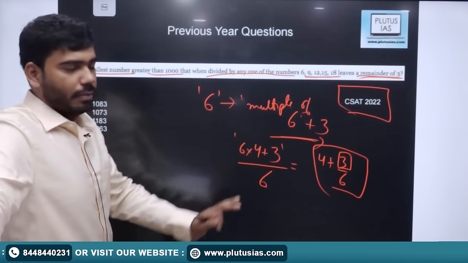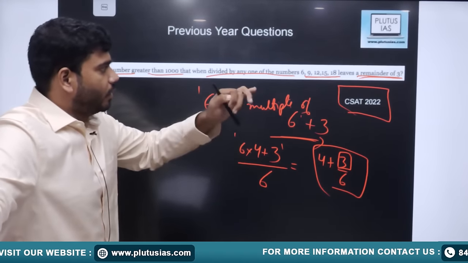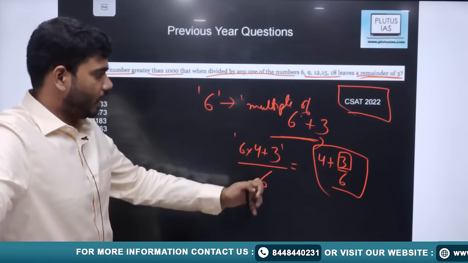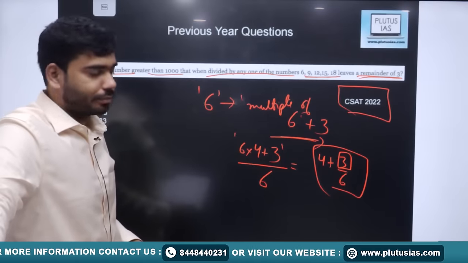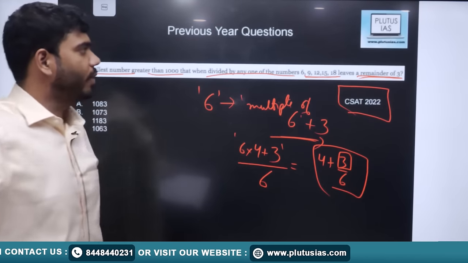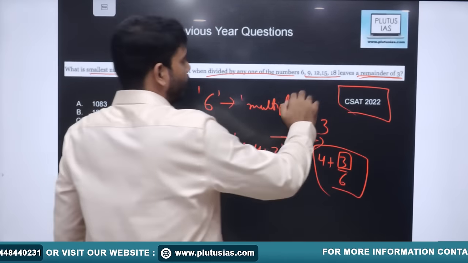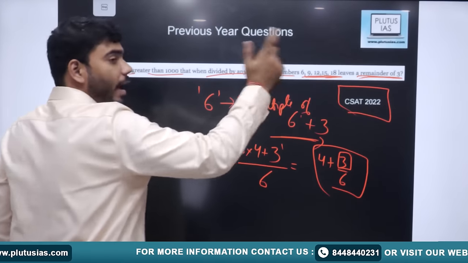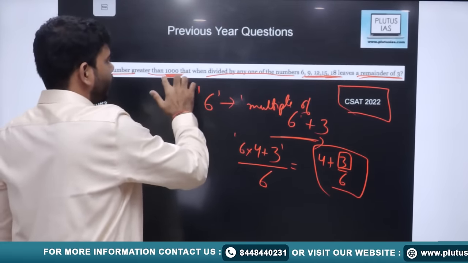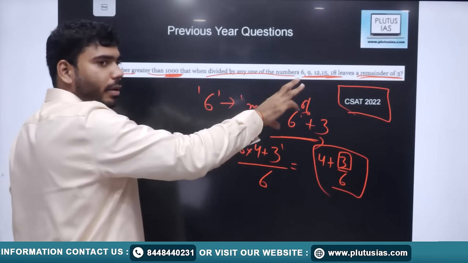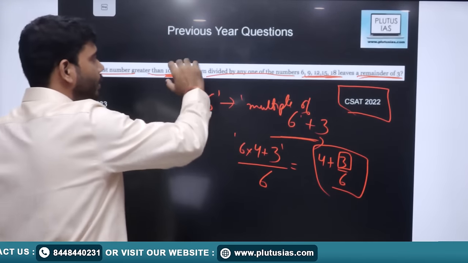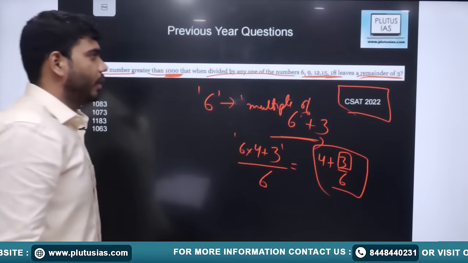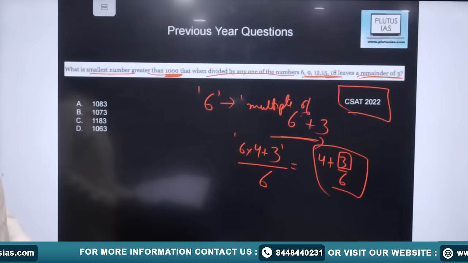And this is the same for all the numbers. If we take 9, and we take any multiple of 9 and add 3 to that number, then we will also get a remainder of 3 when divided by 9. This thing is true for all the numbers. So we need to find a number that is a multiple of all these numbers, that should be the smallest such number greater than 1000. And then we add 3 to that number, and what we get is the required result.